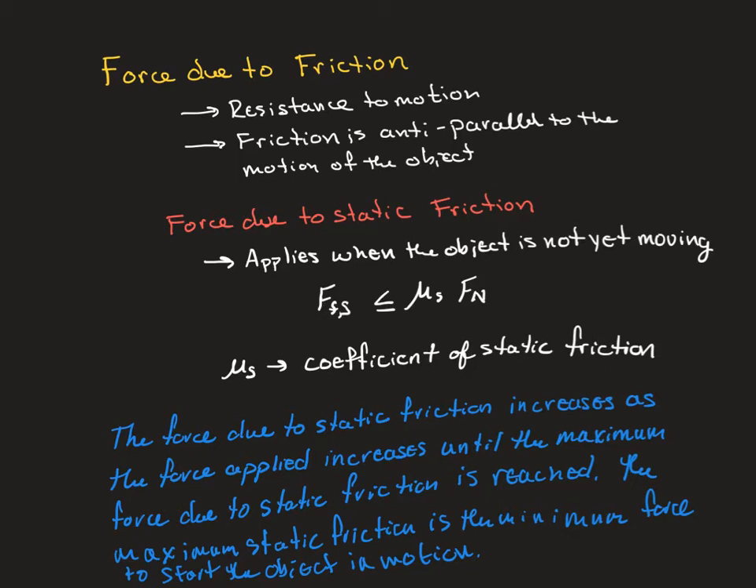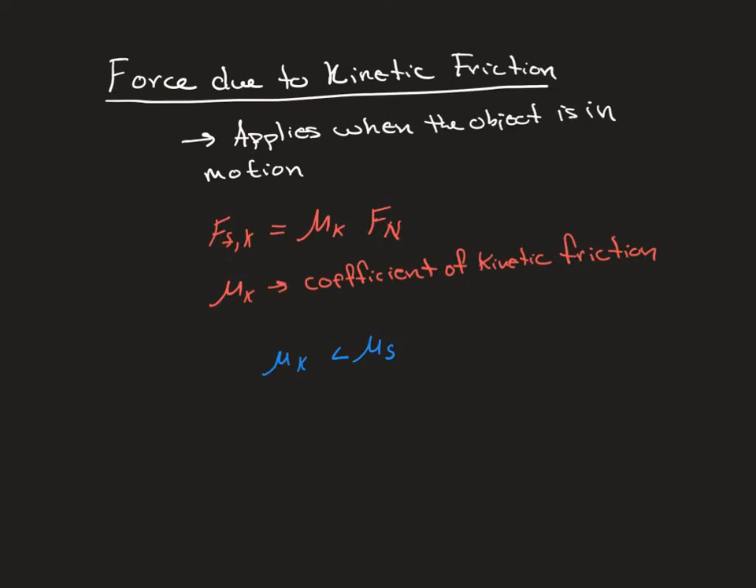Once we start the object in motion, we start talking about a different type of friction because we're no longer static, we're kinetic. Once the object is in motion, we switch from the force due to static friction to the force due to kinetic friction. So the force due to kinetic friction only applies once the object is in motion. The force due to kinetic friction is equal to the coefficient of kinetic friction times the force normal.